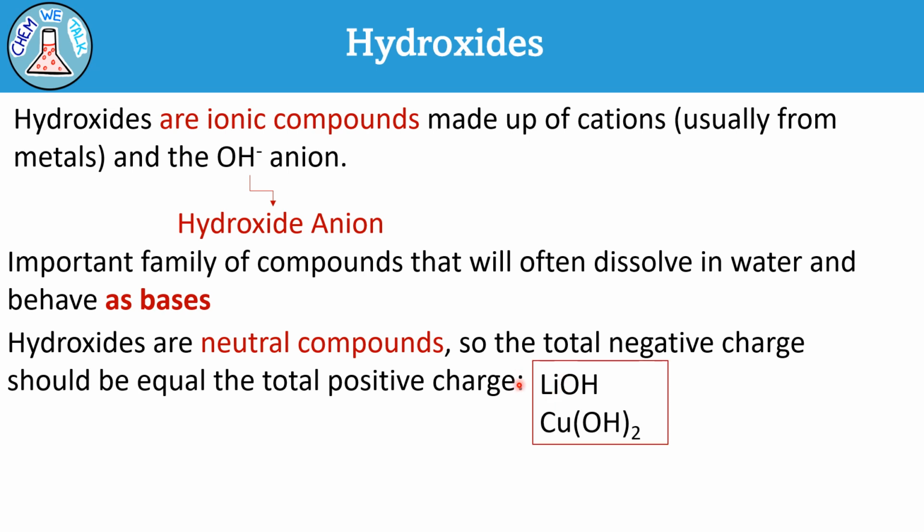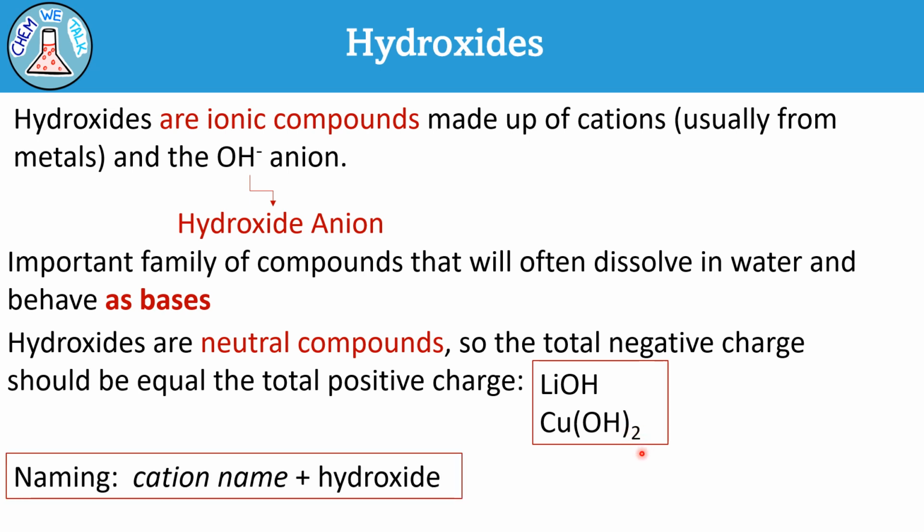Okay, so let's just look at this example here. We have LiOH and Cu(OH)2. We know that OH is always -1, and we know that lithium is always +1. So by having one single lithium and one single OH minus, we get the charge neutrality. Here we have copper 2 plus, but every OH is only -1. Therefore, we need an extra OH. That's why I have Cu(OH)2 instead.